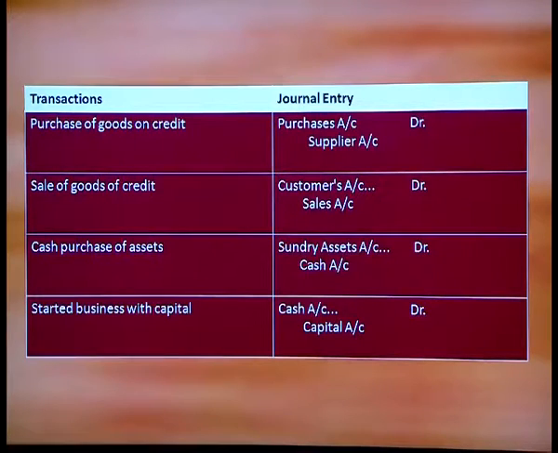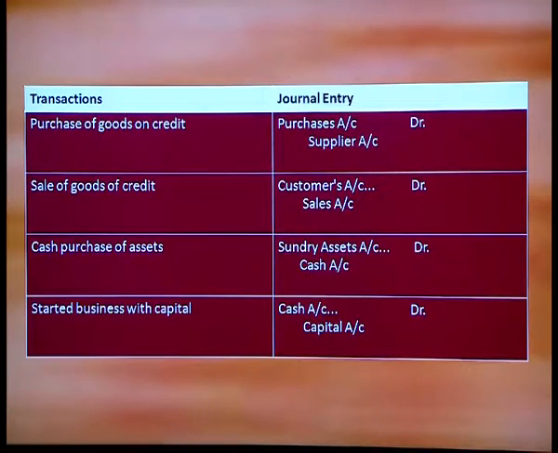Here are some of the transactions which you have to deal with while writing the journal entries. Purchase of goods on credit. Affected accounts are purchases account and suppliers account. Purchases account as an expense, it is increasing, it is debited. Supplier as a creditor, it is increasing, so it is credited.